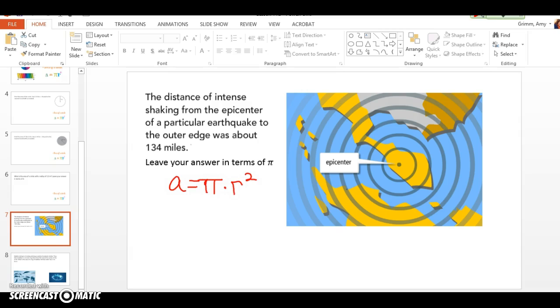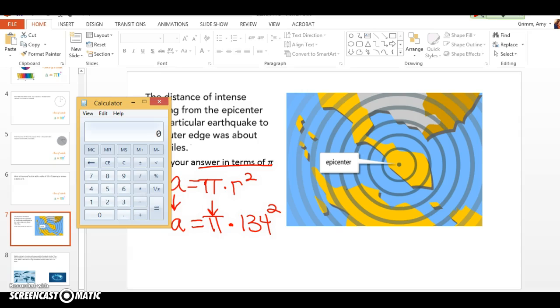Good. Squared. Okay. Did you put anything in for A? No? What did you put in for pi? Okay, so we're just going to put in the pi. All right, what did you put in for R? 134 squared. Well, it'd be way more than that because it'd be 134 times 134. Yeah, big number, right?